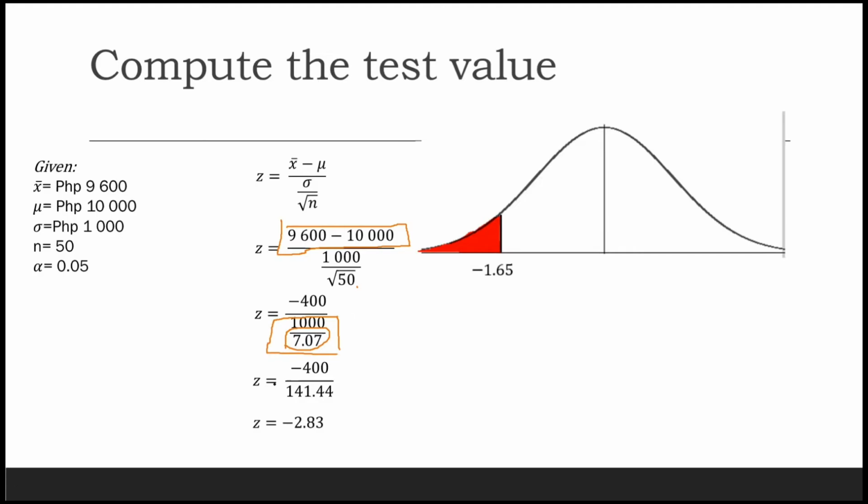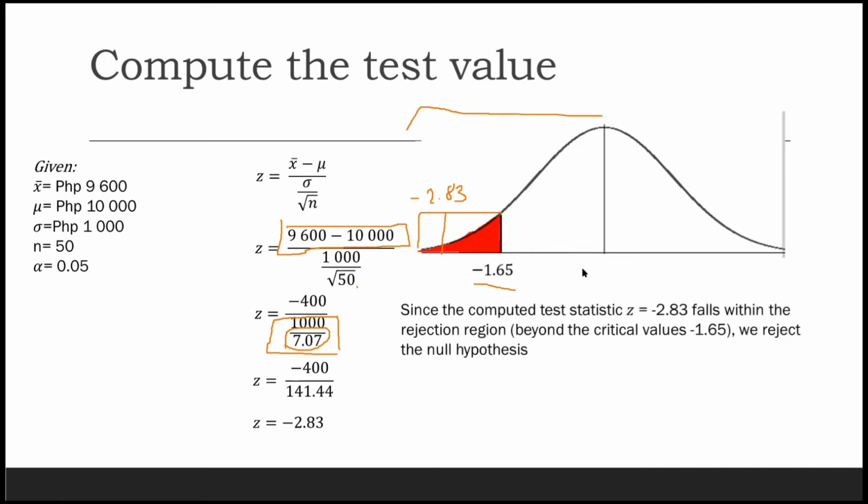So, yung ating negative 2.83, since nandito yung negative natin, and then, this is negative 1.65. Nandito yung ating negative 2.83. So, therefore, since nasa rejection area siya, ang ating decision is reject. So, since the computed test statistic is equal to negative 2.83, which falls within the rejection region, we will reject the null hypothesis.